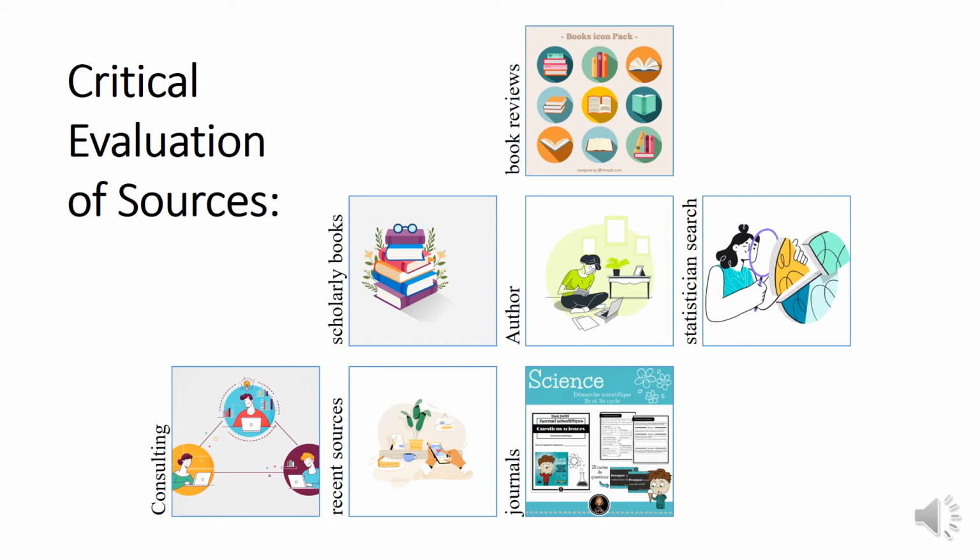Okay. Number five, reading about the author. I have to know some information about the author. Is he good? Is he right, objectively? And so on. Number six, conducting a statistical research.